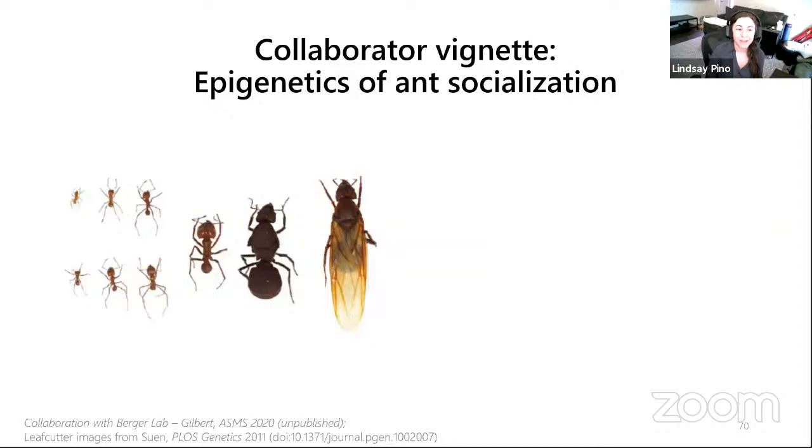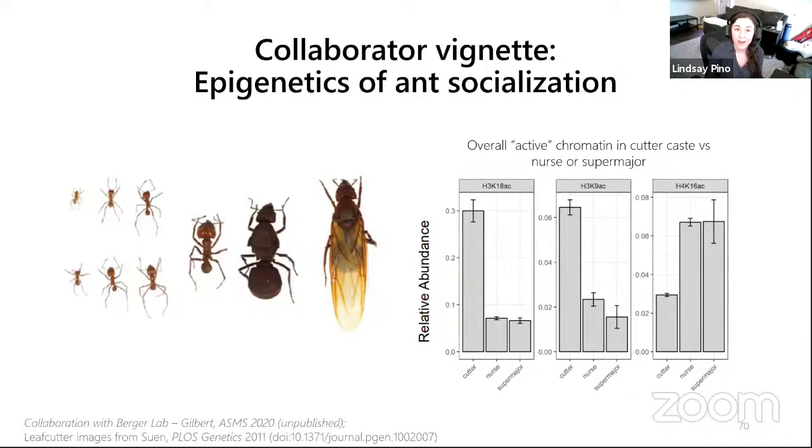And then I have a third collaborator who's doing epigenetics of ant socialization. These are leafcutter ants, and they are clonal. All the ants of a given ant colony share the exact same DNA, but you can see just phenotypically the size is totally different. Their roles are very different. And what he's been asking in leafcutter ants, yet another non-model organism, is what is the difference in chromatin marks between these different castes of ants?